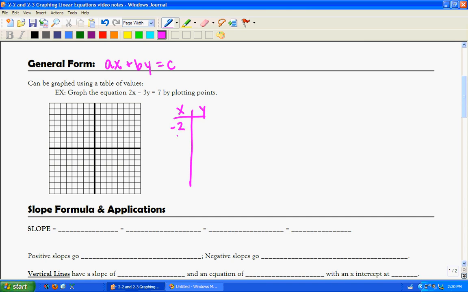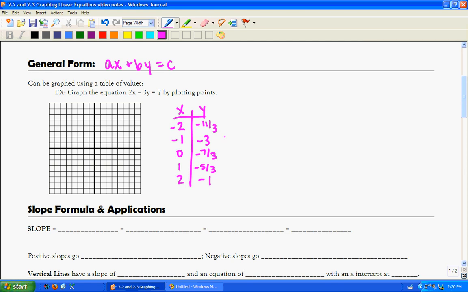So I'm just going to go with -2, -1, 0, 1, and 2. Technically you only need 2 points to make a straight line. But if I plug -2 in for x, I'll get -11/3 for y. If I plug in -1, I'll get -3. When I plug in 0, I get -7/3. When I plug in 1 for x, I'll get -5/3. And when I plug in 2 for x, I'll get -1.